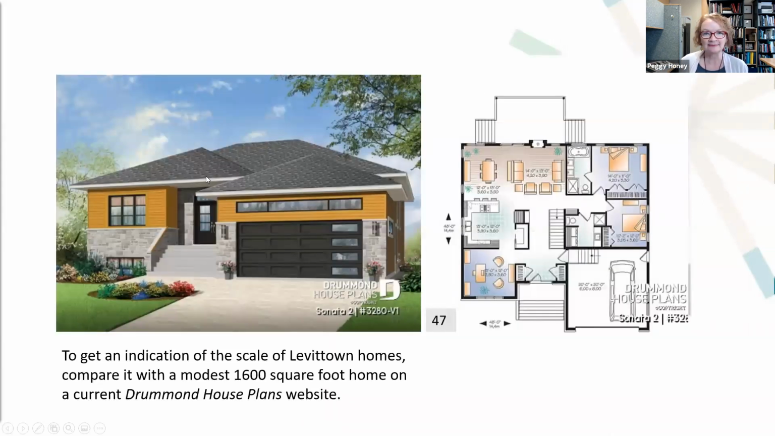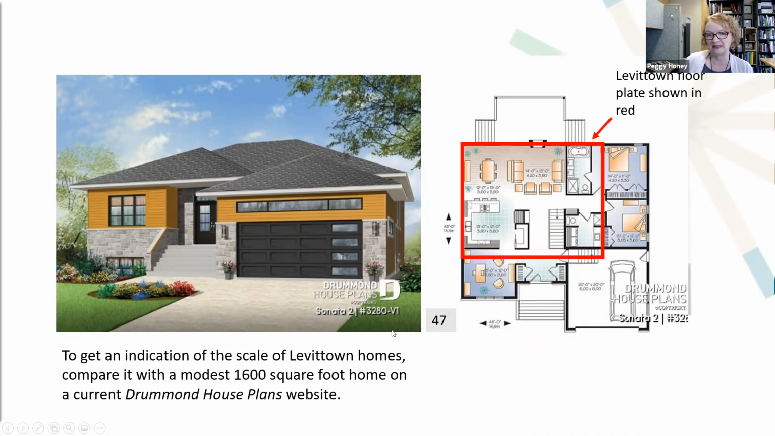So just for fun, how do those Levittown houses compare? I went online and found a fairly modest house, 1,600 square feet, from the Drummond House Plans website. I just kind of randomly chose it. And you can see the plan is pretty concisely designed. Oh, by the way, the Levittown houses did not include garages. They had a carport, perhaps. But this is the footprint of a Levittown house. So you can see how much smaller they were.